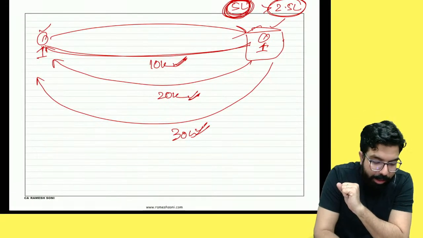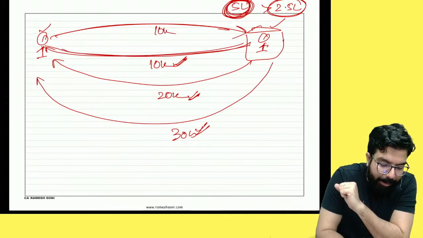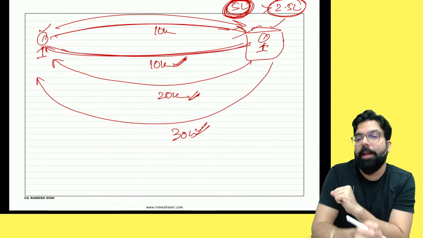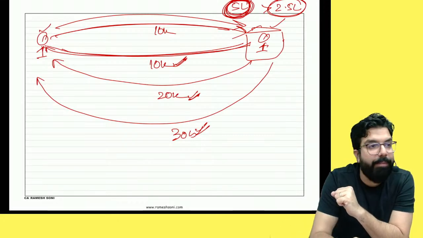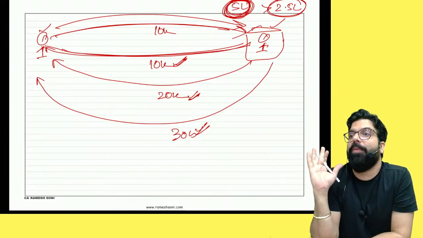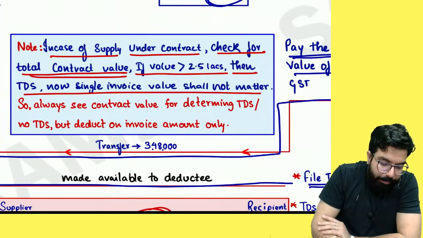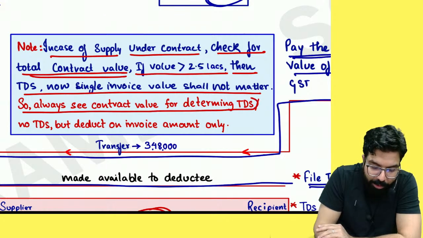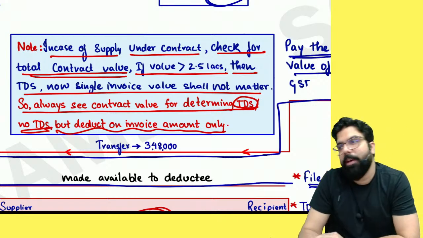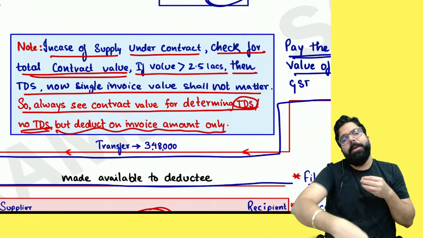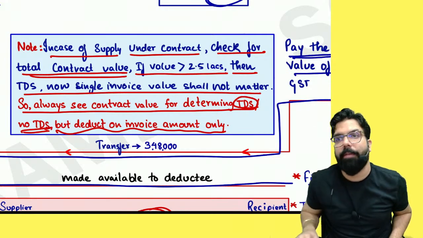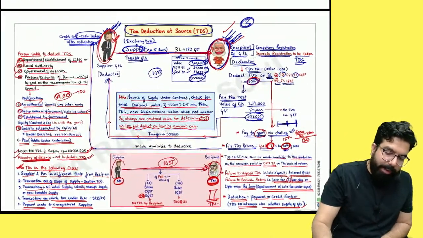Might be you gave an invoice for 10,000 and they are making a payment of 10,000. You gave an invoice for 20,000 and they are making a payment of 20,000. Next month you gave 50,000 and they are paying 50,000. It doesn't matter. Is the total contract value more than 2.5 lakh? They are telling us to always see the contract value for determining TDS, but deduct only on the invoice amount. Whenever the government department is making the payment to you, they will deduct. Is my point clear to all? Can we go ahead, everyone? Everyone over here, tell me one thing.